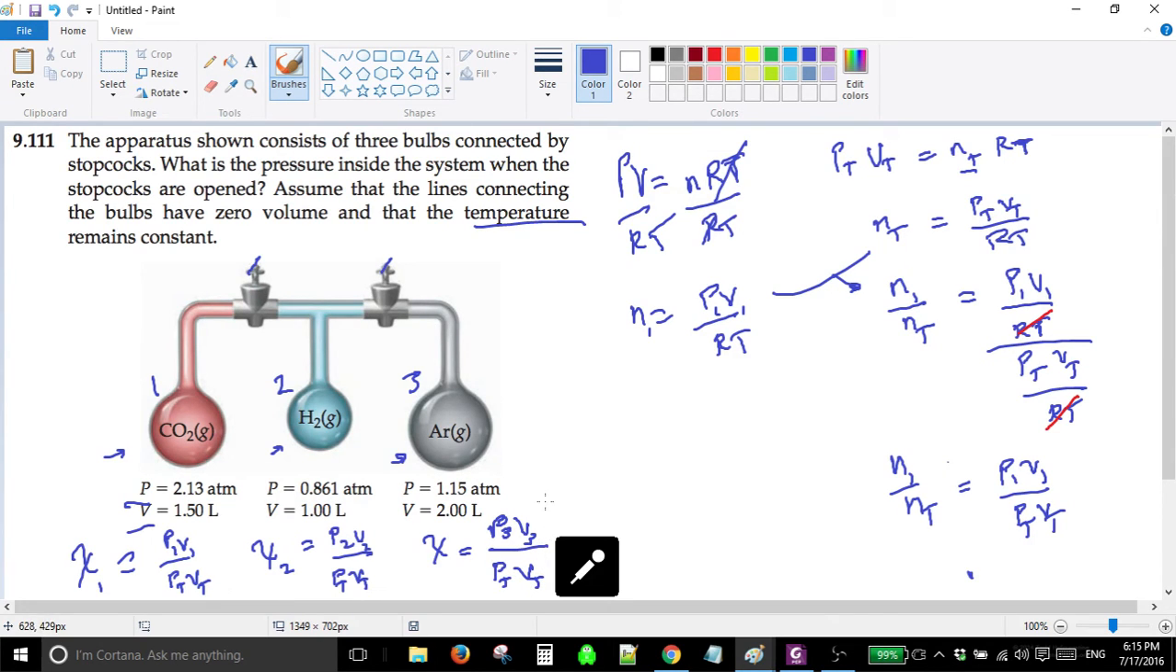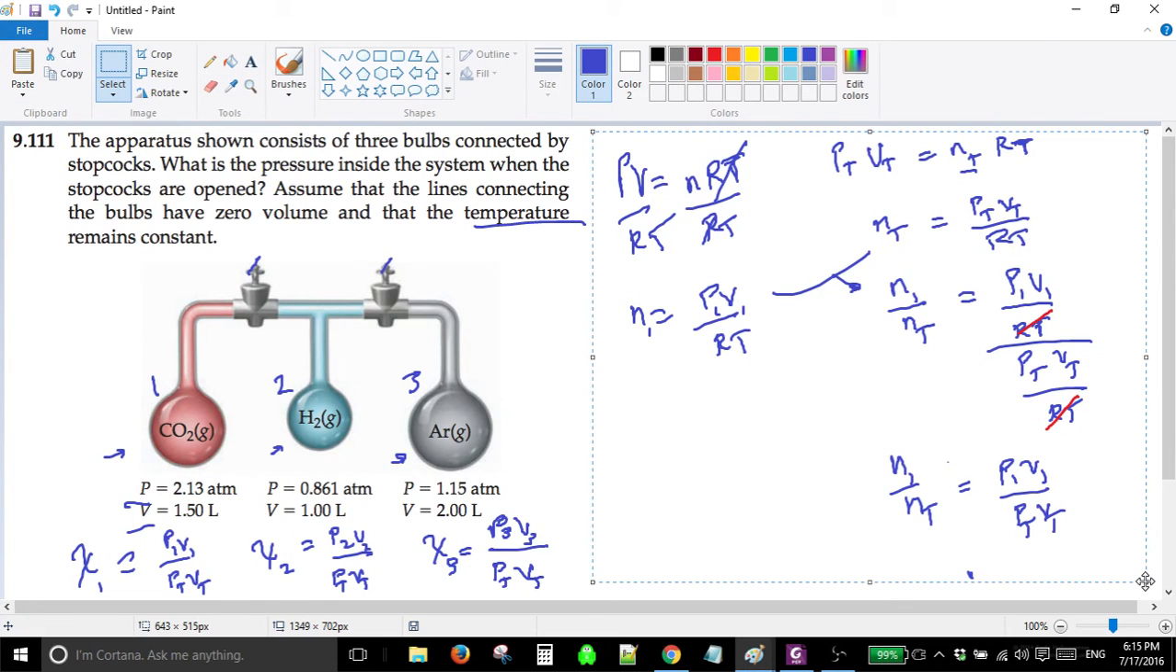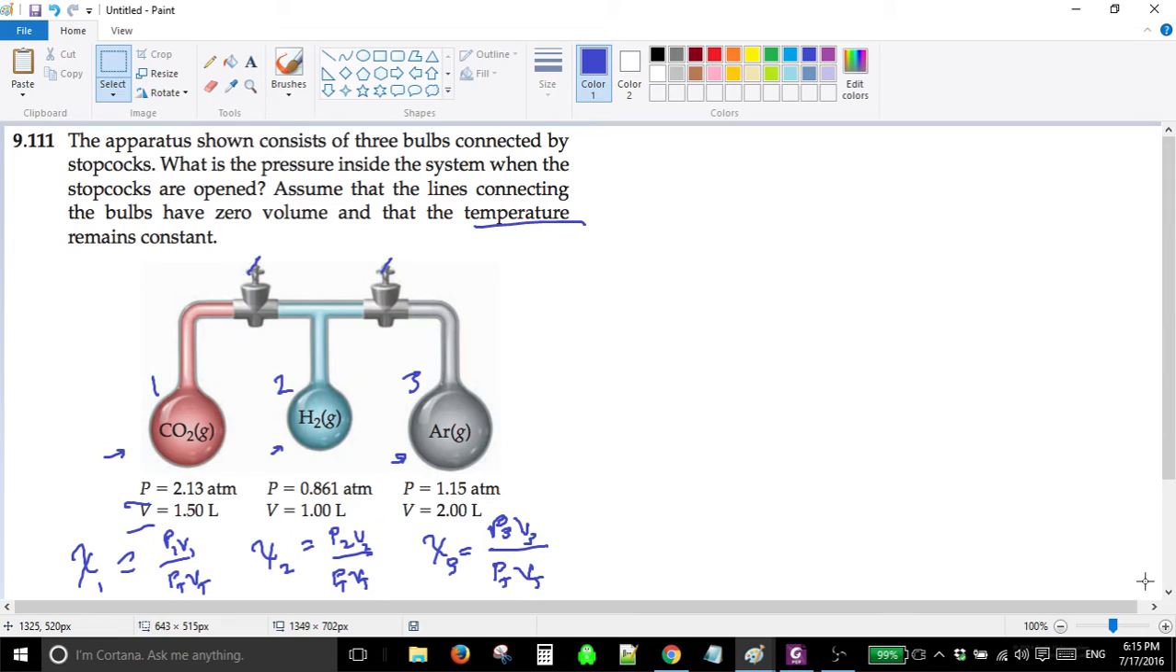Now, I can get the total pressure, because the only variable that is unknown in each of these is the P total. You see, volume total is just the sum of all these volumes. P1 is just right there. V1 is just right there. All these pressures and volumes are given. I just cannot get P total by adding these P's up, because the volumes are all different.